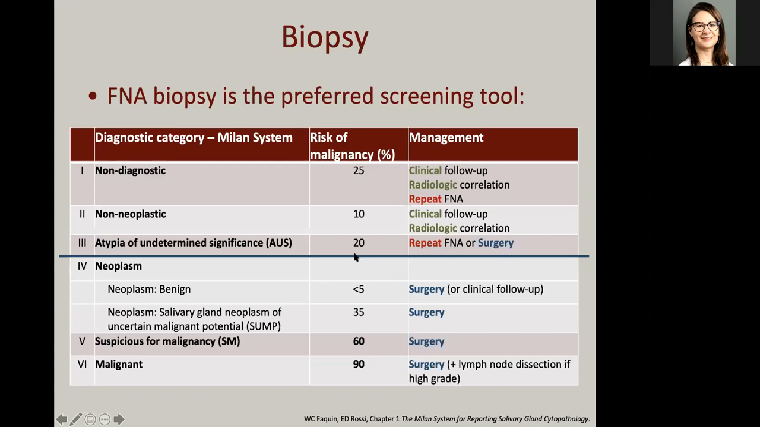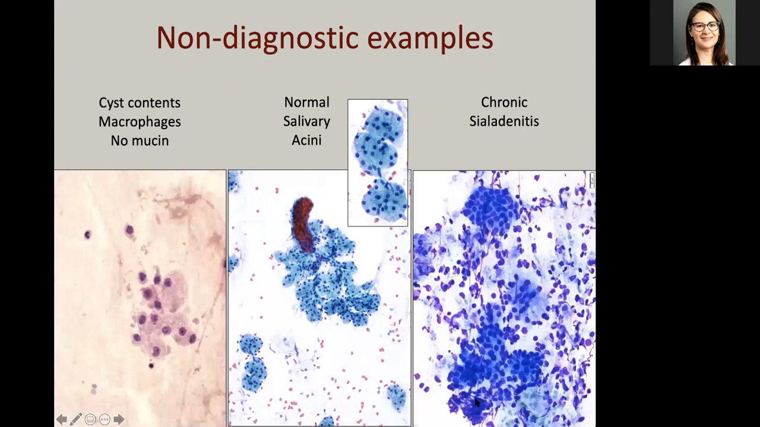And so you have estimated risks of malignancy in these patients depending on what category your Milan ends up being. Mostly if it's non-diagnostic or non-neoplastic, these may require some kind of follow-up or repeat FNA, whereas your definite neoplasms will generally require surgery. And the extent of surgery, of course, will depend on the reported or expected grade of the tumor. So here are some examples of what we might see.